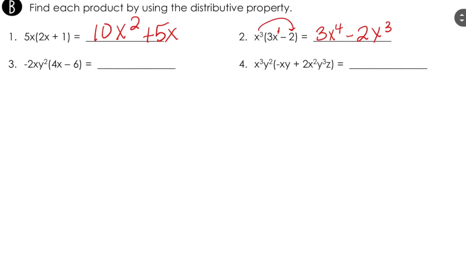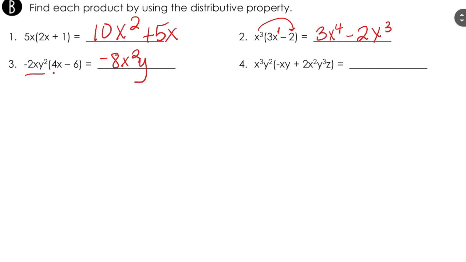All right, so number 3, now we got 2 variables going on. Hopefully shouldn't be that difficult right now. So we have to take the number on the outside and multiply it by everything on the inside. So we're going to do negative 2 times 4, which gives us negative 8. And then x times x, which would be x squared. And then we just have y's to the second power. We don't have to multiply it by anything, so we're just going to keep it.